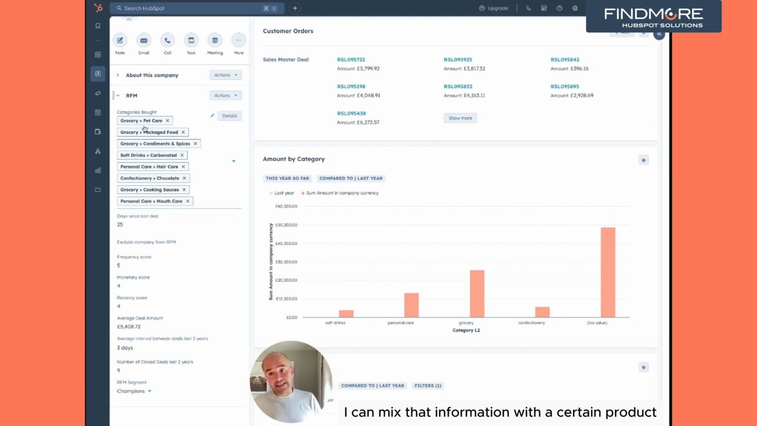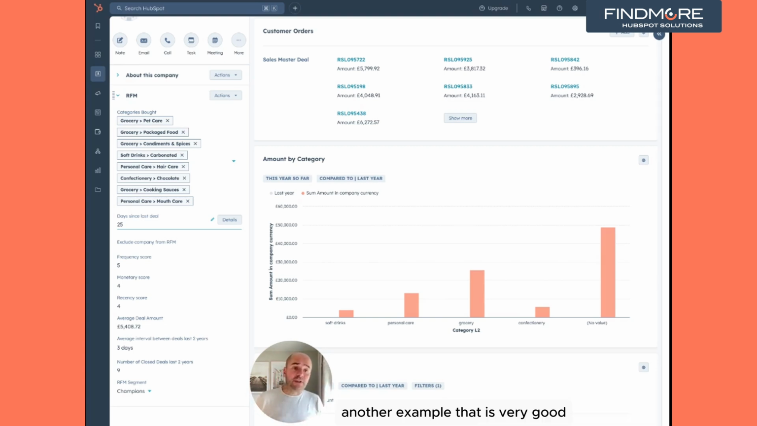I can mix that information with a certain category of products. For instance, customers that are not buying a certain type of product can go to a different type of content. So as you can see, the options are basically endless, and you're able to create cohorts of customers that are very, very specific.